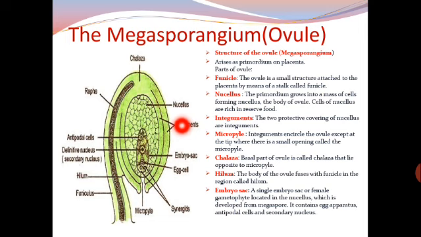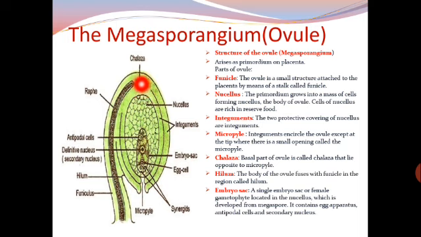It is covering the nucellus, except, you can see over here, it is not covering here, at the micropyle. Integuments encircle the ovule except at the tip where there is a small opening called the micropyle. So this is the micropyle, where the integuments are not covering the nucellus completely; they leave a small opening called the micropyle.